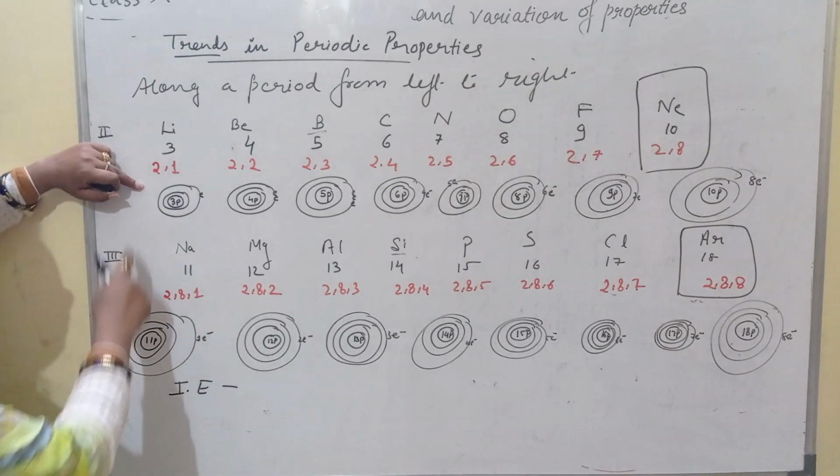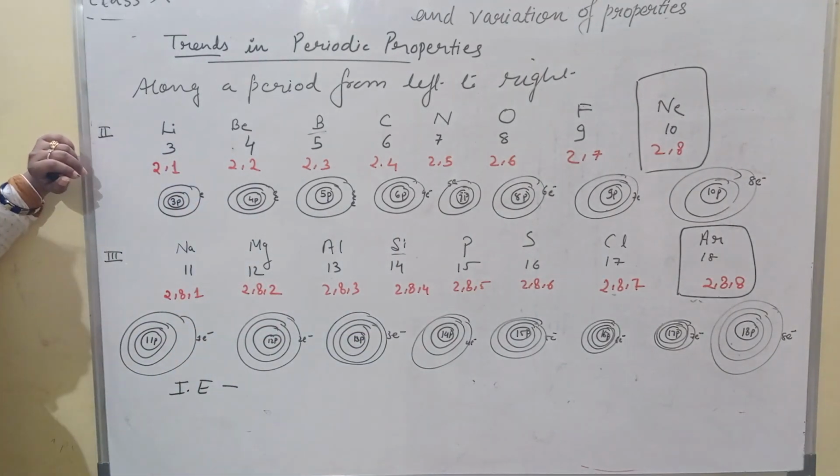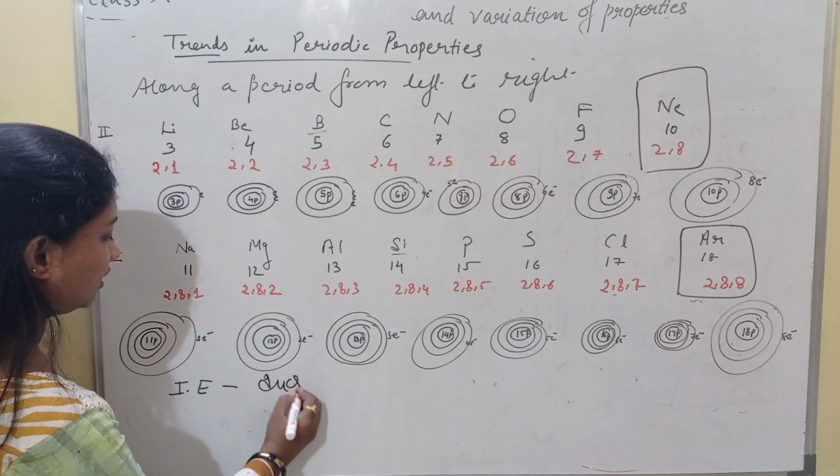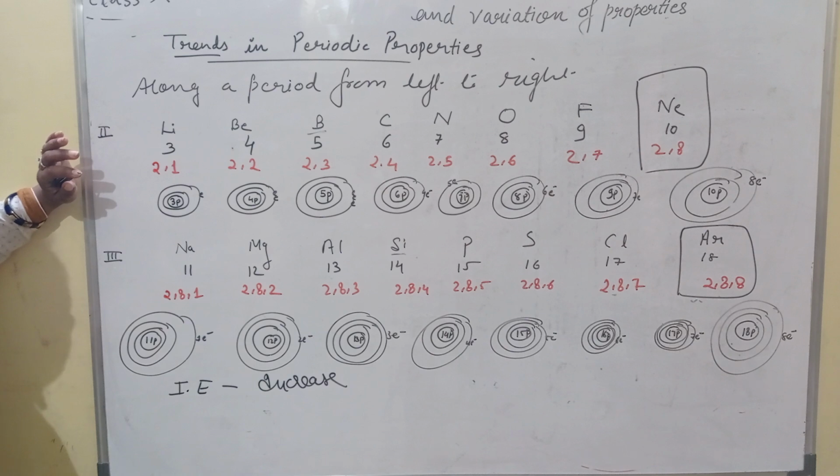So सबसे कम ionization energy lithium में होगा और जैसे जैसे हम मूव करेंगे along the period it will go on increasing. So ionization energy increases and that means the removal of electron will become difficult. So if you will be asked the question that why the removal of electron is difficult from carbon than lithium, why the amount of ionization energy that is required to remove electron from oxygen is more as compared to lithium.